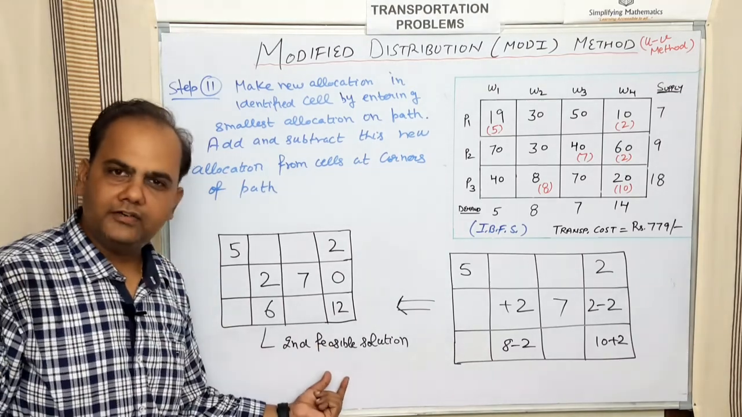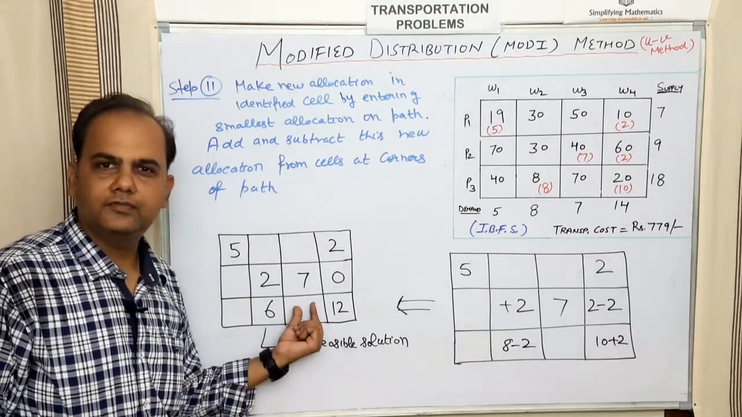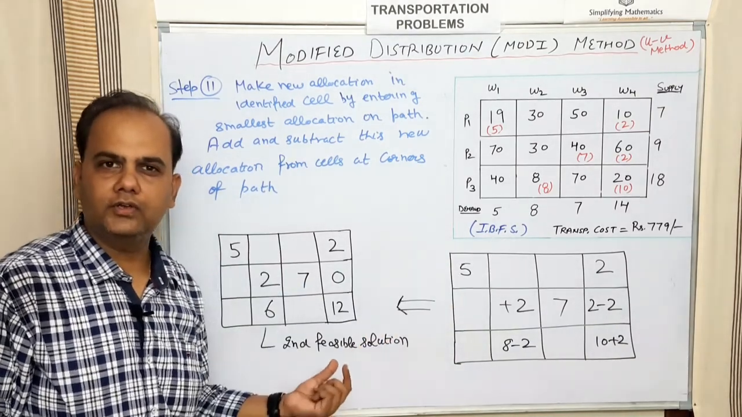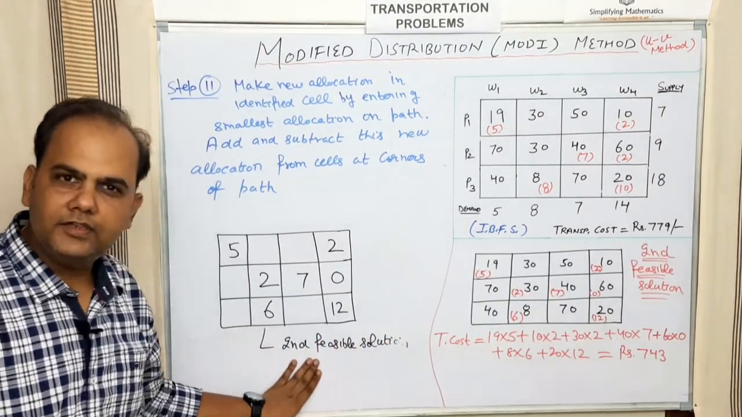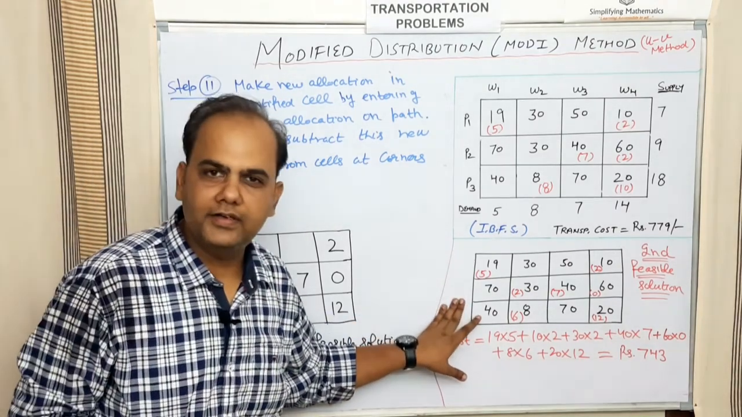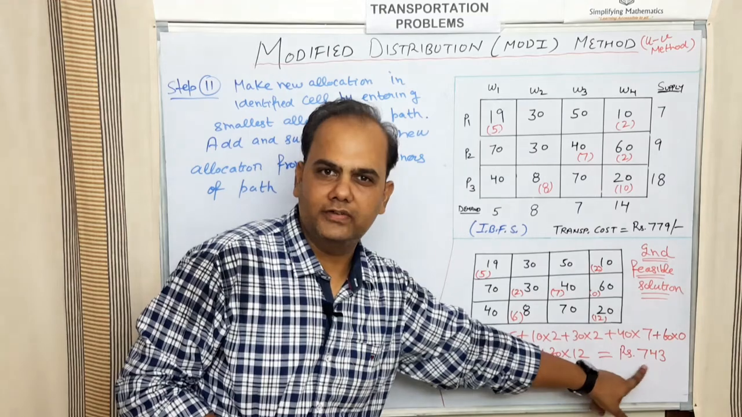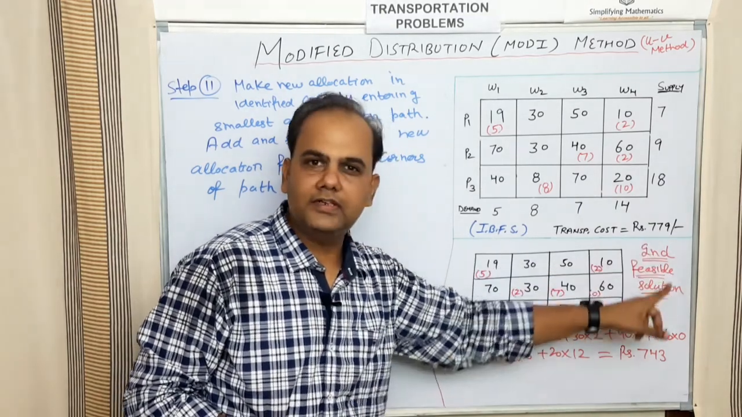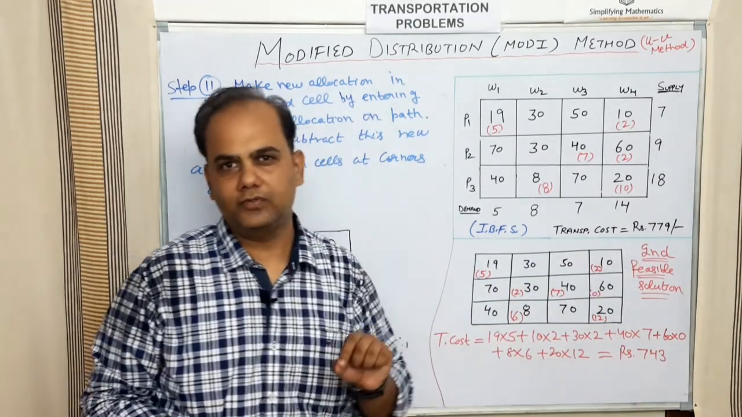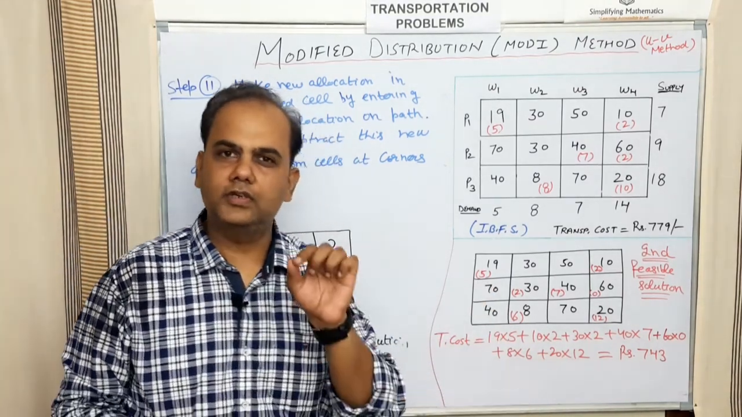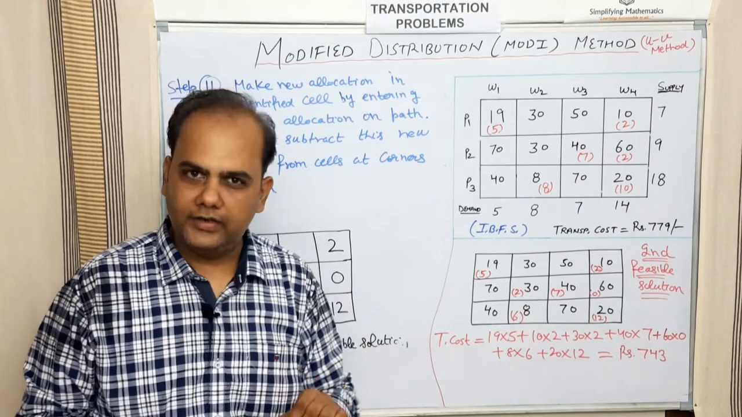Now you will find the transportation cost corresponding to this feasible solution and check whether the cost has been further reduced or not. So now this is the second feasible solution. We have written it here and found out the total transportation cost, which comes out to be 743. Earlier it was 779, now it comes out to be 743. So this means that after performing the optimality test, the total transportation cost has been reduced.